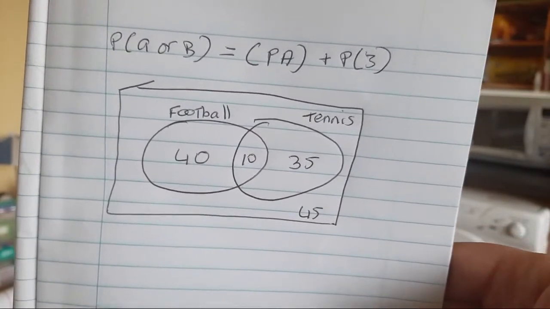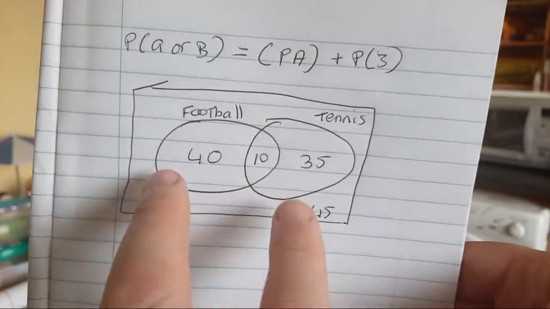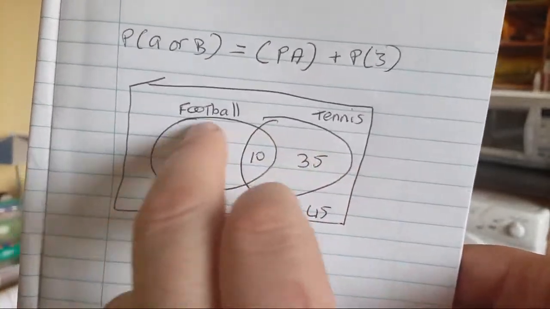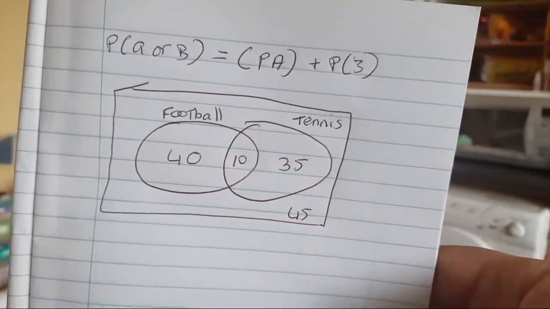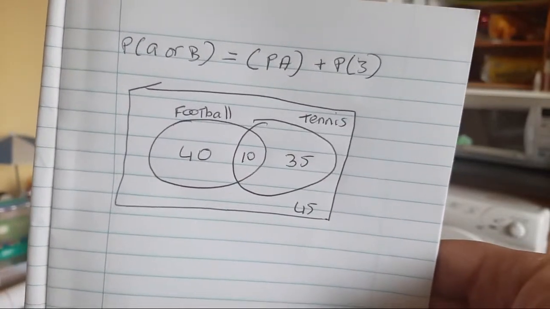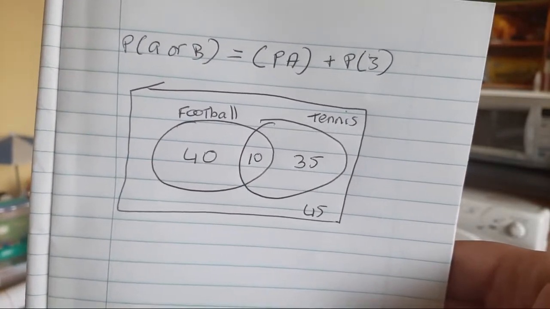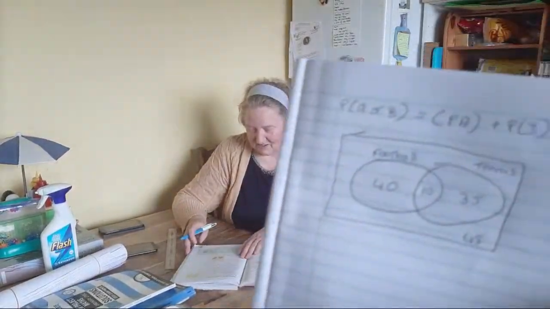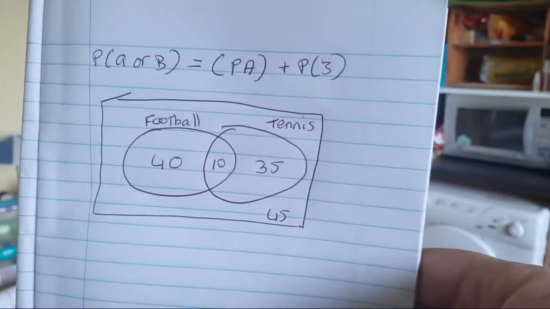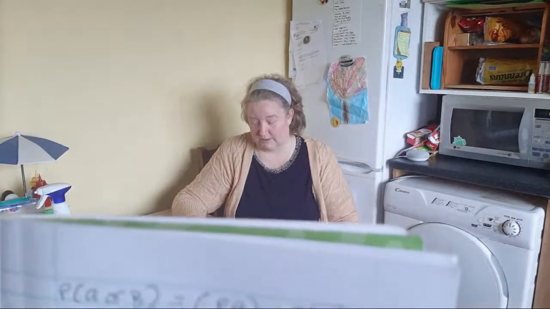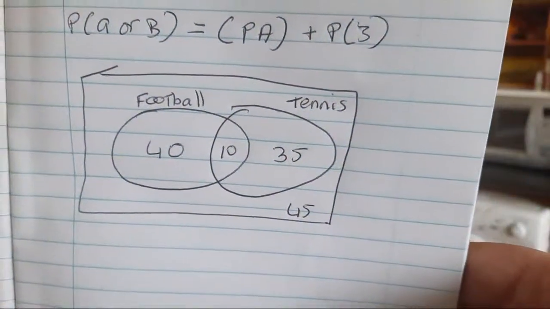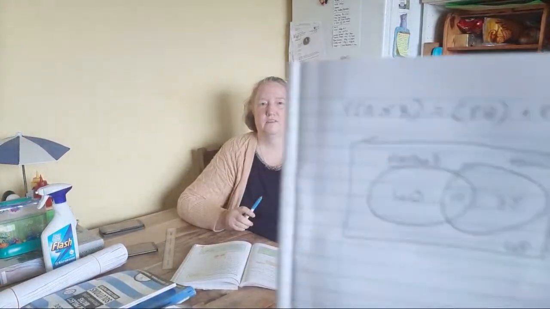Who played football or tennis? 85 people. Yes. So for football or tennis, you add your 40, you add your 35, and you add your 10 to get the people who played basically both sports. Okay, so now what they want you to do is write down either of the two sports, not both sports. Both sports is 10.